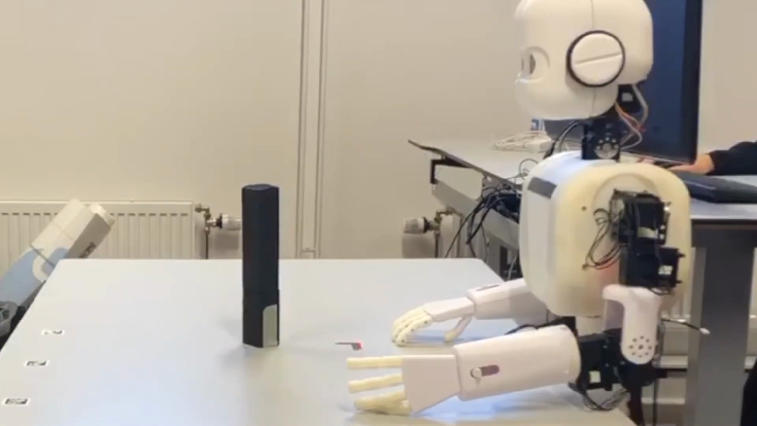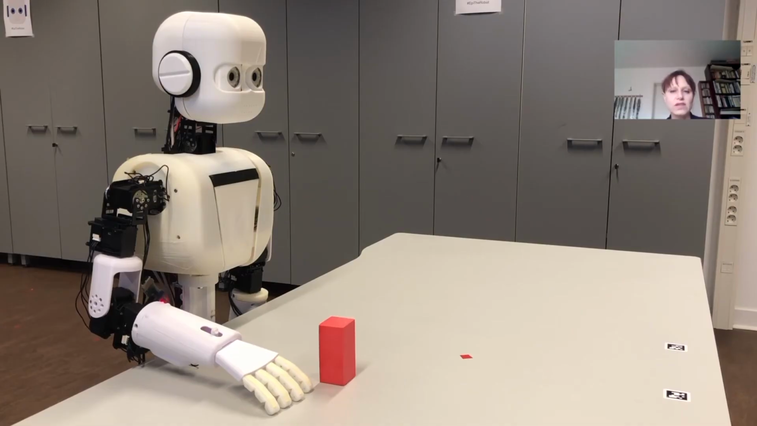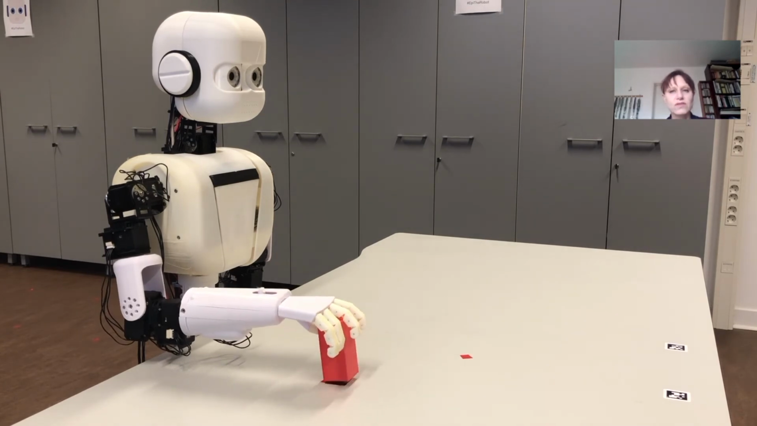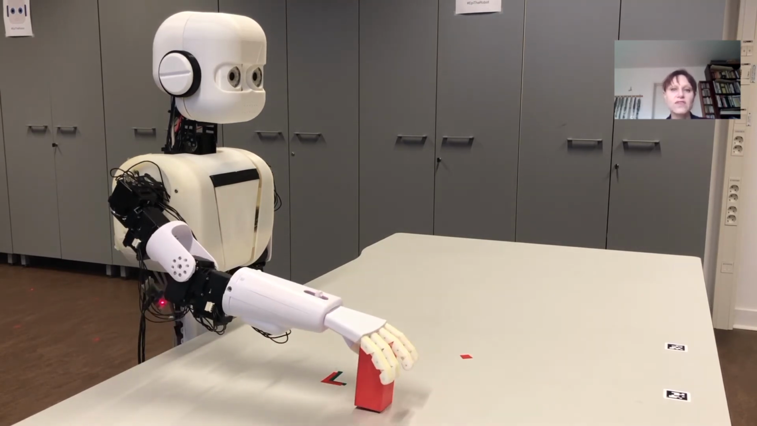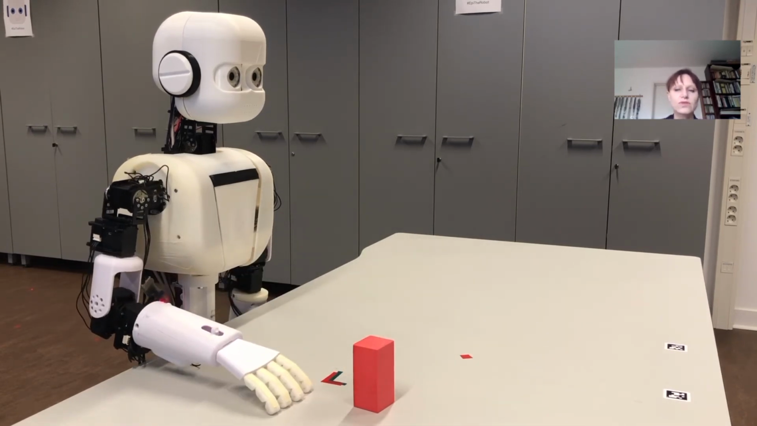So there are three conditions. The robot will perform the action with one of three kinematic profiles, and there will be one profile per trial, as I already said. So the three conditions correspond to the three kinematic profiles. In condition A, there is the individual movement. So there's a reaching movement which is efficient and signals an individual intention. The hand and the arm take the closest comfortable route to the goal, and the trajectory is straight.